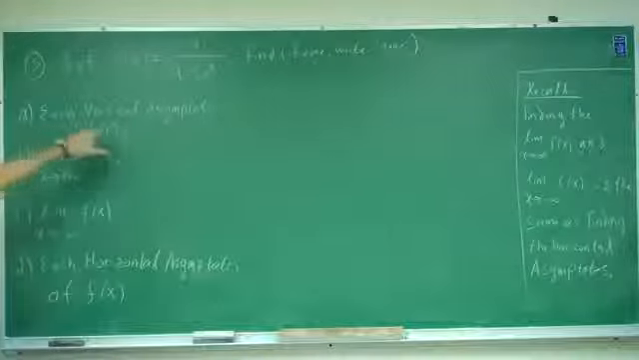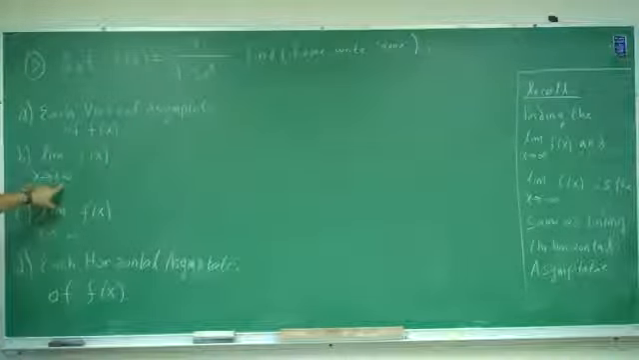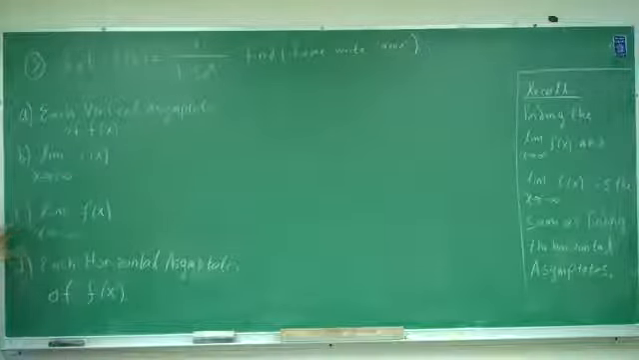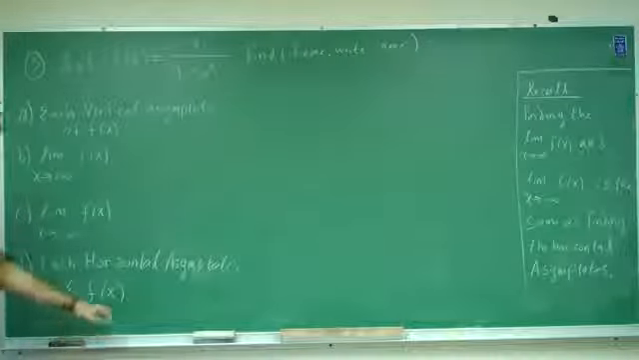A reads each vertical asymptote of f of x. B, the limit as x approaches positive infinity of f of x. And C, the limit as x approaches negative infinity of f of x. And then D, each horizontal asymptote of f of x.